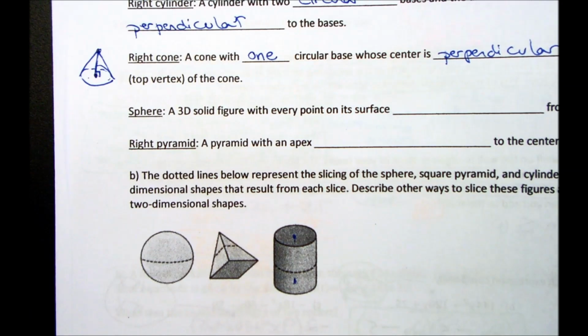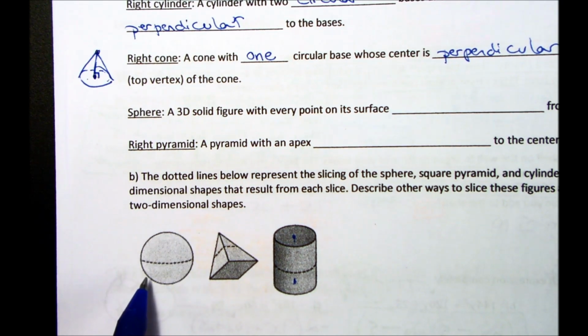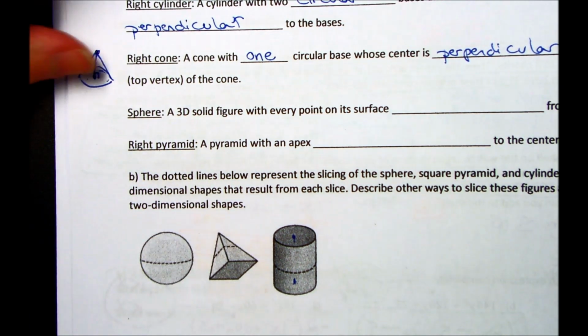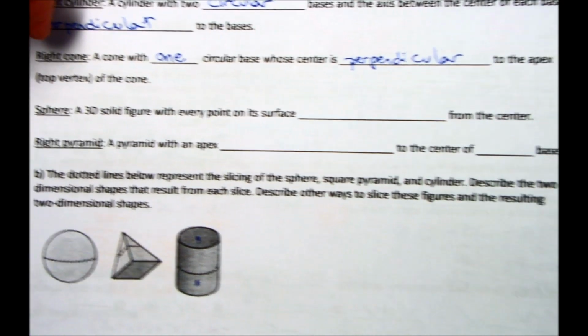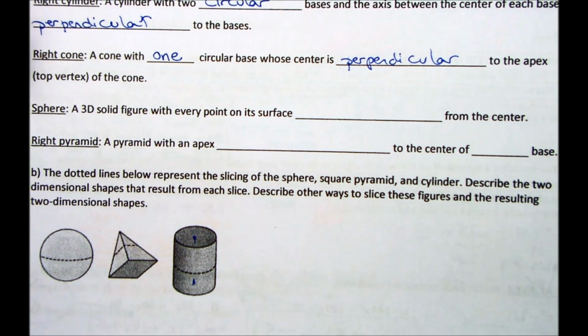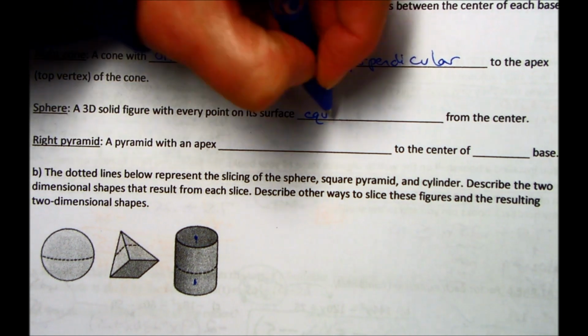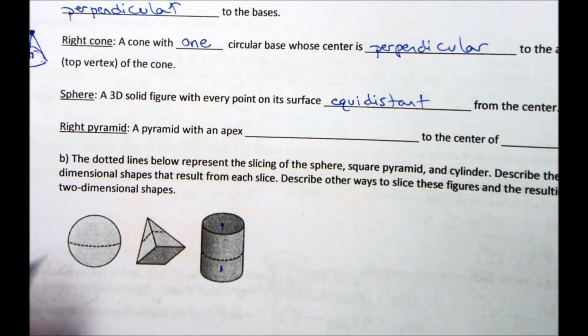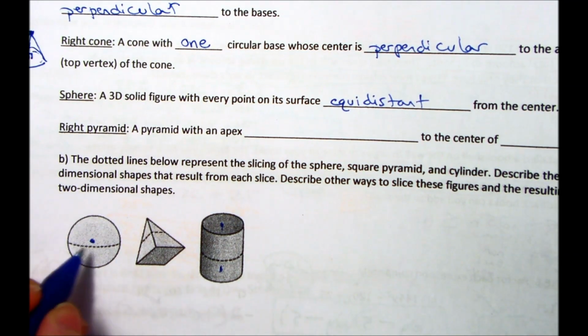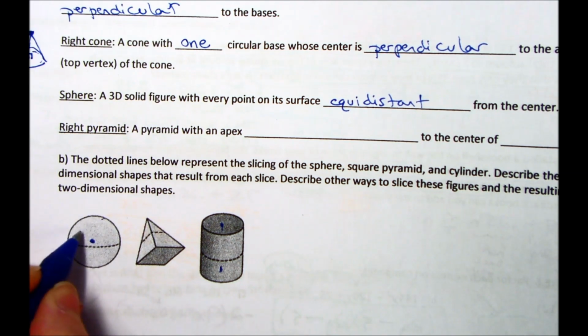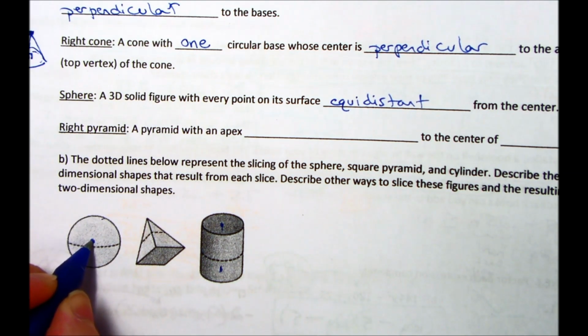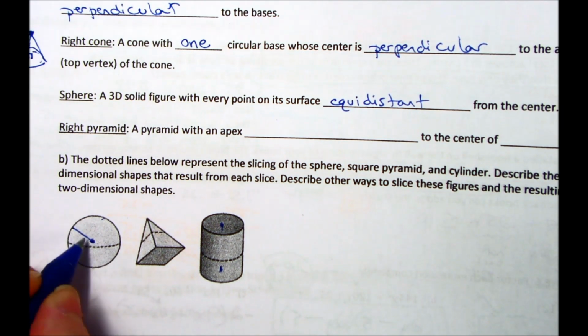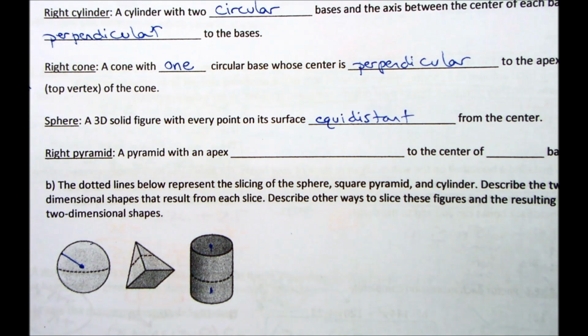A sphere. A sphere is basically a ball. It's a 3D solid where every point on its surface is equidistant from the center. If you think about the center of a sphere and pick any point on the sphere, the distance from the center to that point is going to be the same as to any other point. All of those would be what we call a radius.